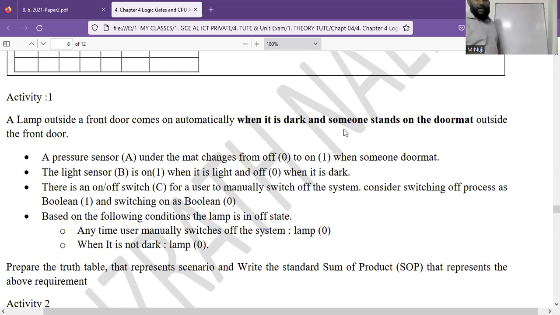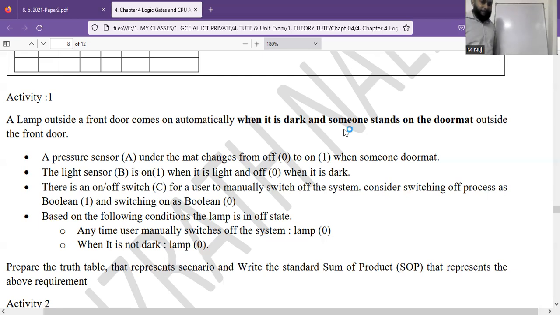Here they use dark color and bold font: when it is dark and someone stands on the doormat outside, the lamp outside the front door comes on automatically, which means on. So the on criteria they mention is that if it is dark and someone stands on the doormat, both should be true. Then only the lamp will be switched on.